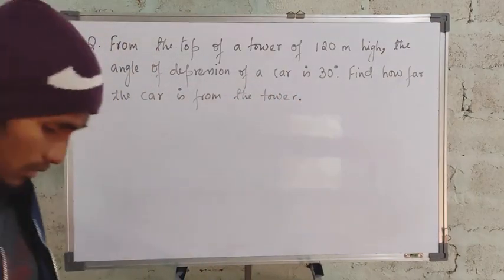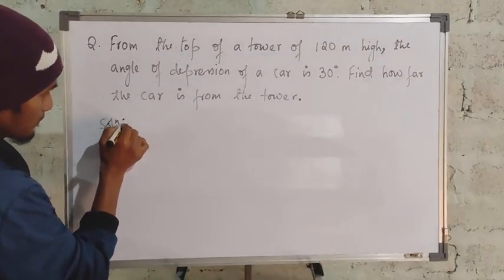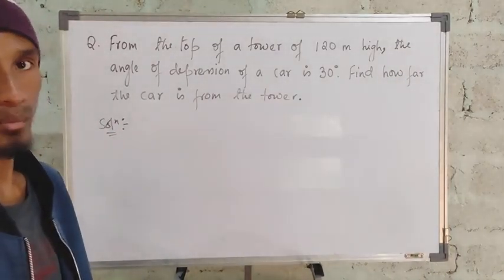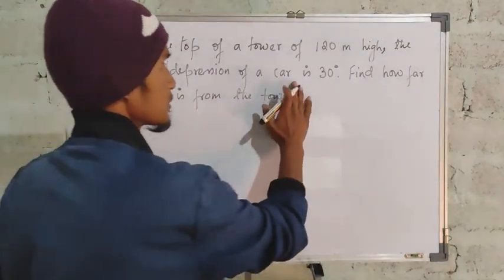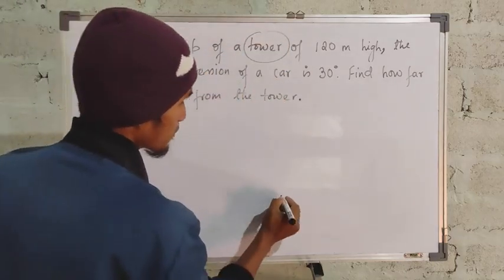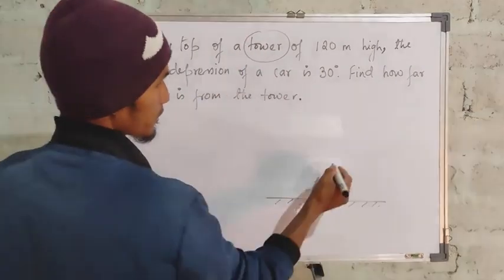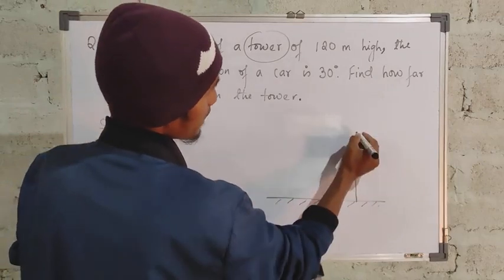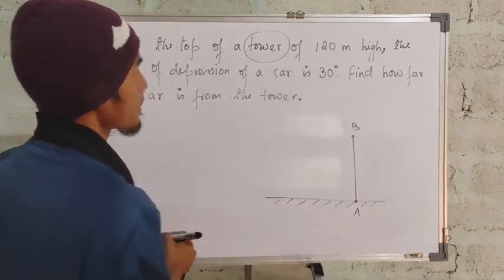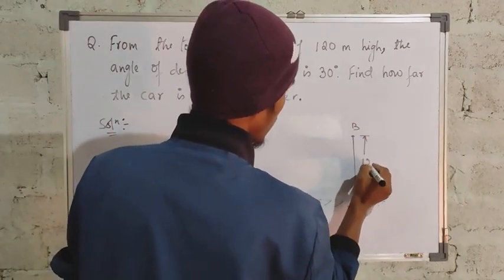First understand the question, analyze it, and draw the diagram. Once you get the correct diagram, then everything will be correct. But you also need to know the formula and the values of trigonometric ratios. From the top of a tower, I told you, when there is a tower, always start from the ground. Then draw a tower. Same as the last question, consider this is A, the foot of the tower. This is the top of the tower, 120 meter high.